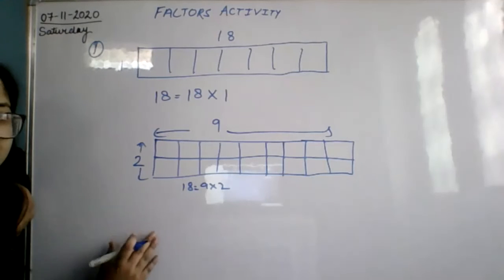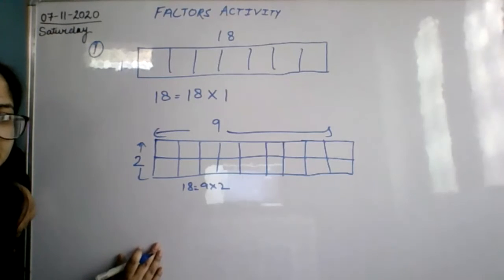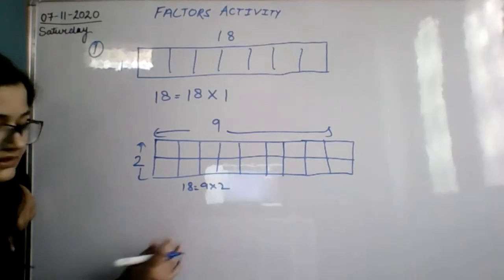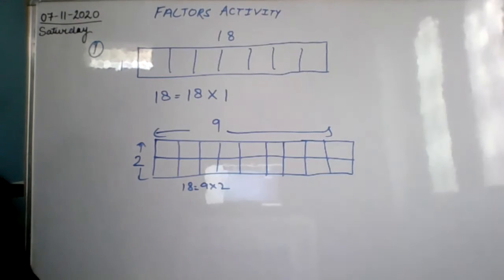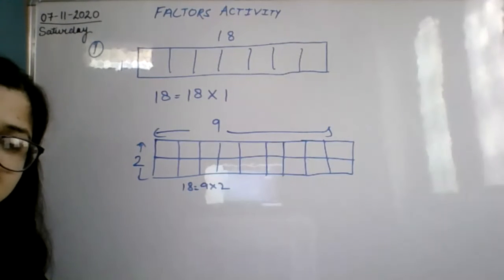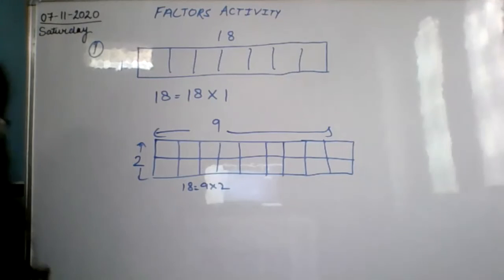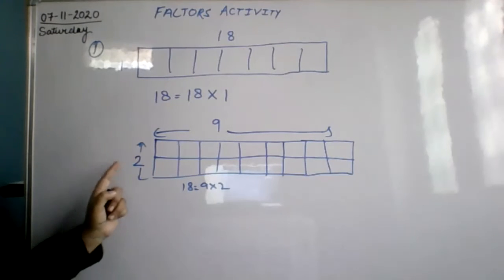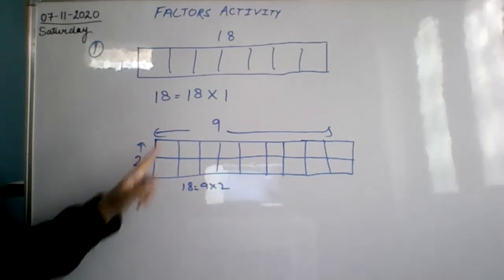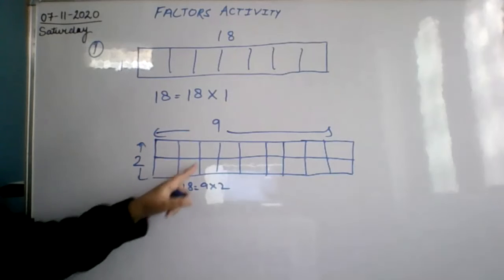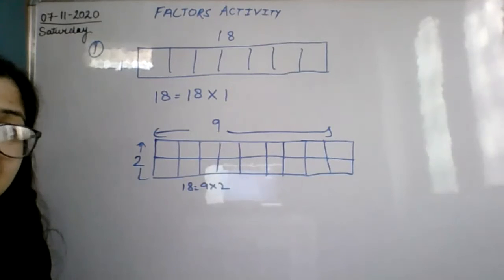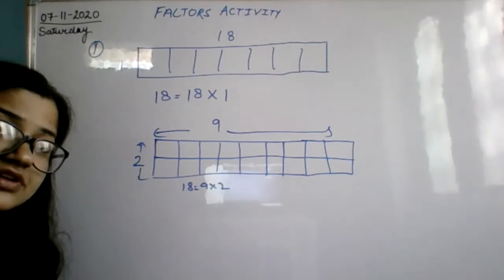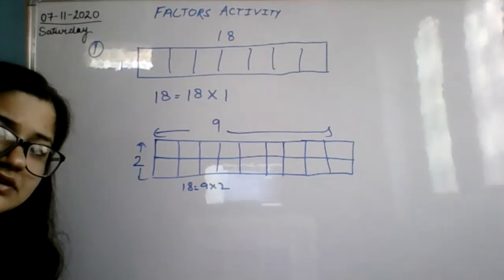Can anybody tell me what will be the third one? Nobody can tell me. How can you make 18 boxes? First, we can make 18 into 1 box. One box and we have to go there. 9, 2 this side and 9. So total 1, 2, 3, 4, 5, 6. When we count, there are 18. Another way to make 18 boxes. Can somebody tell me?